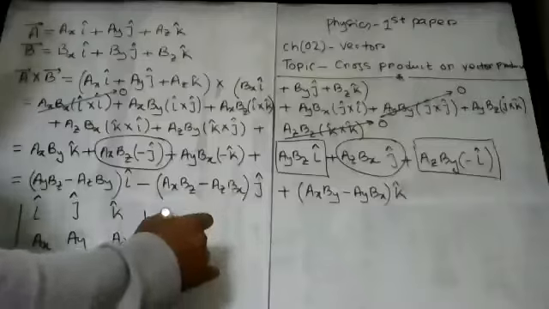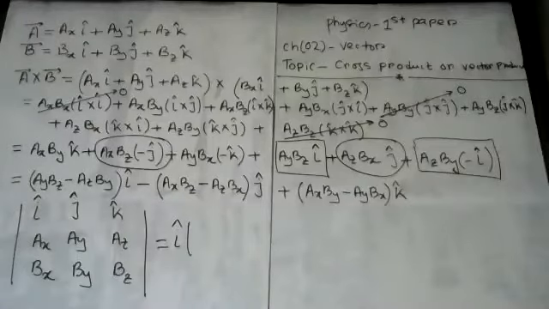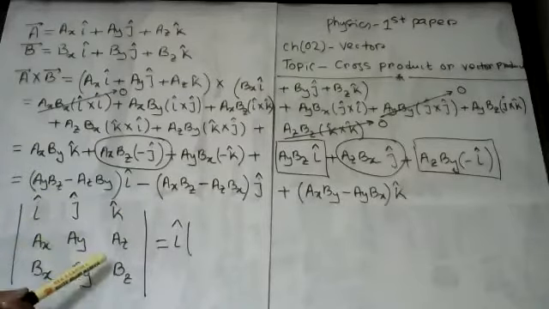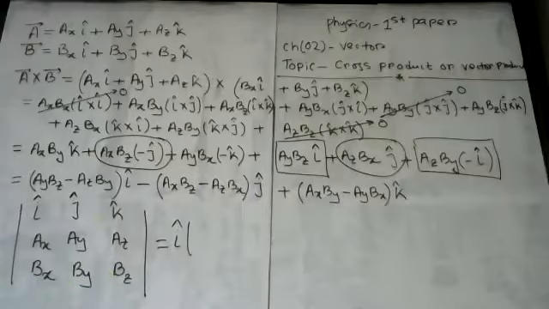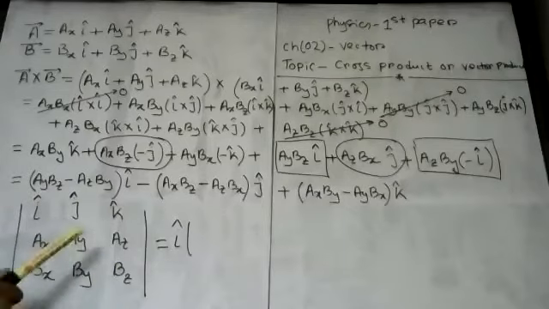Okay, if I consider i hat, then how to solve the determinant? You know that very well from mathematics. The corresponding row and column will cancel out. And the multiplication here is ay bz minus az by. I repeat, this becomes ay bz minus az by.